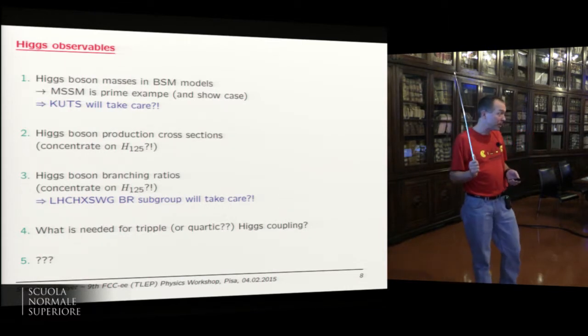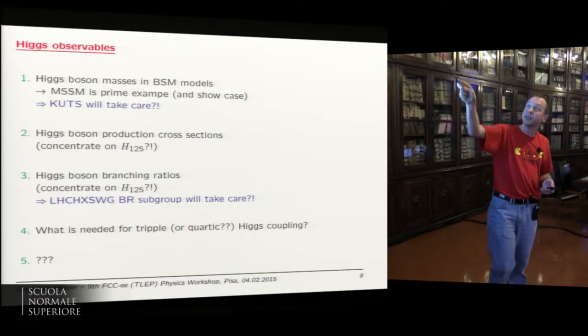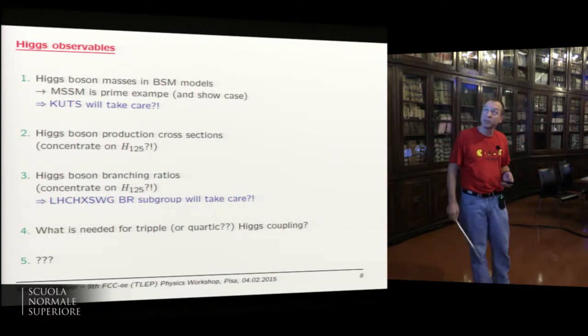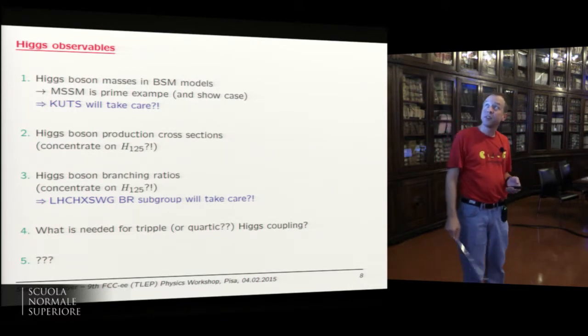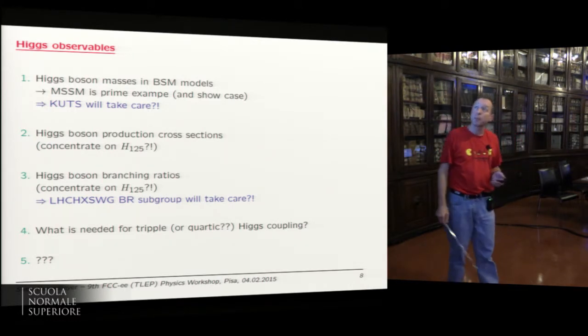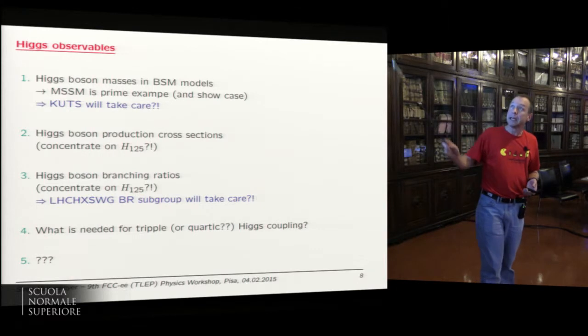The electroweak precision observables will be discussed in much more detail in the next talk by Iris. I'll say a few more words here on Higgs observables. I mentioned that the Higgs boson mass in the BSM models is itself a very interesting and very important observable in the fits that John presented yesterday. It also plays a crucial role to have a precise input there.